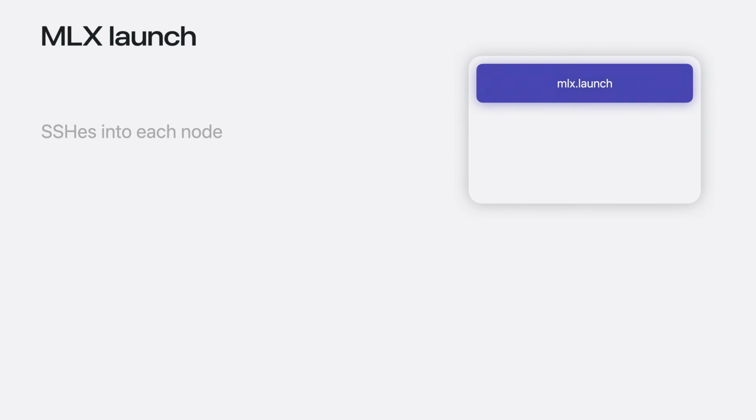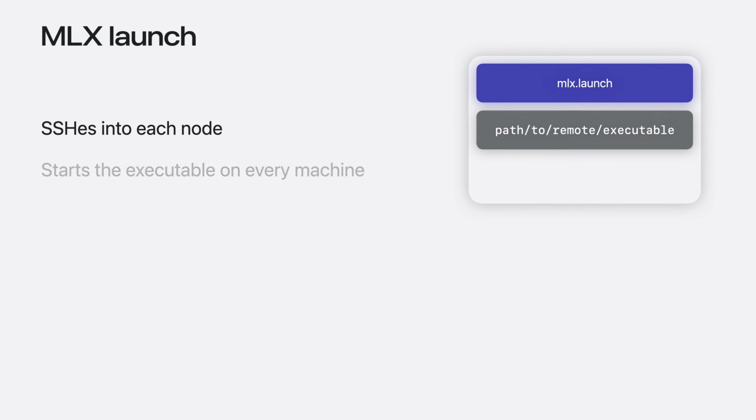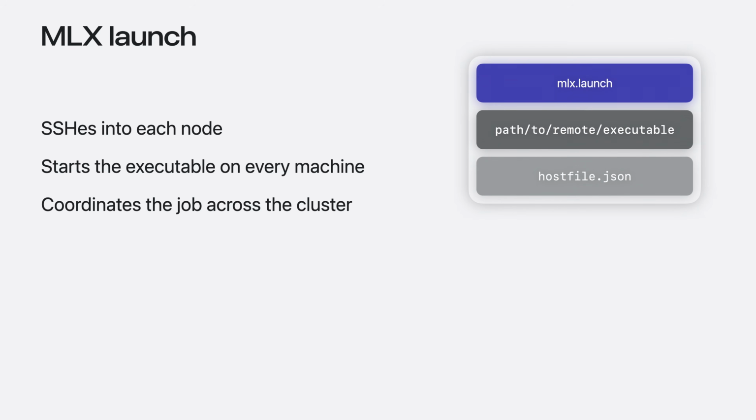You run MLX launch on your MacBook and it orchestrates the cluster. You give it the executable you want to run and a JSON host file describing your cluster. From there, it SSHs into each node using host names from the provided host file and starts the executable on every machine. Let's see how the host file that describes the cluster should look like.